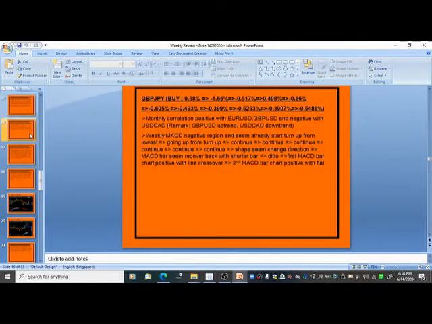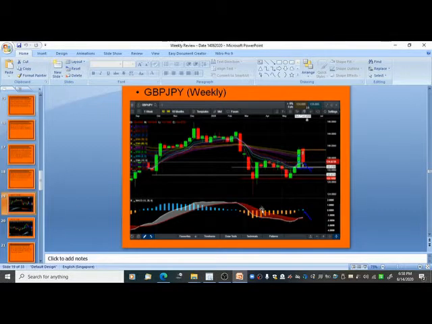For the monthly correlation, it's the same, still positive, positive, positive here. Then for this weekly MACD here, you can see this is the second positive bar, with flattening here. So next, let's have a look at what happened on the daily.